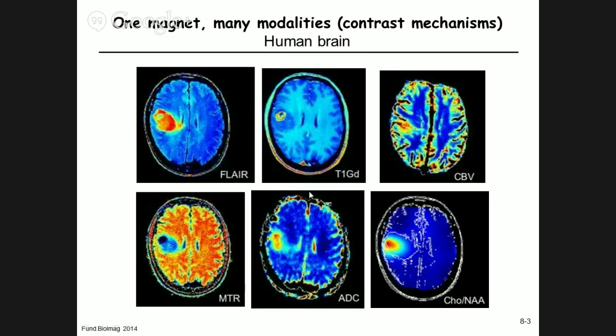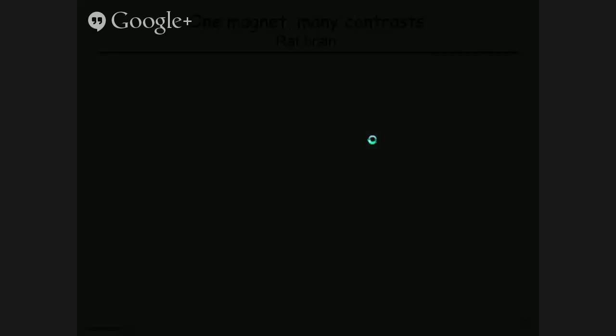So maybe you can appreciate that we have one toy, one machine, but we already can show in this one single patient six quite different contrast mechanisms in the brain. I'll continue with this theme, one magnet, many contrasts, with the example of the rat brain.